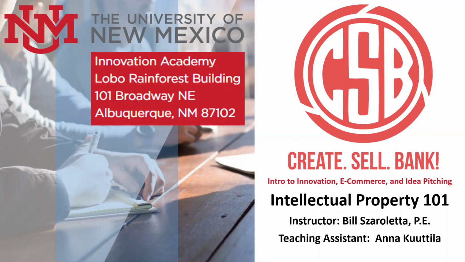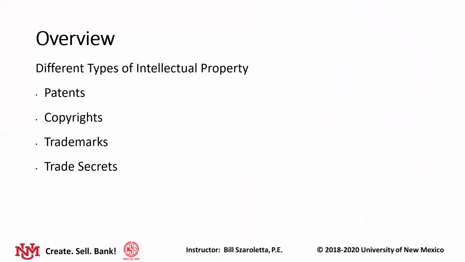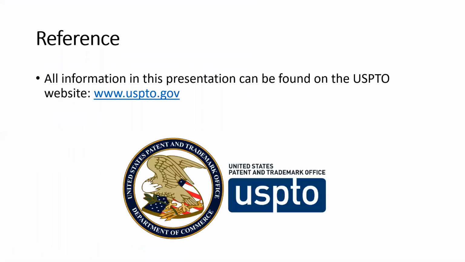And I'm here today to talk to you about intellectual property and to give you a one-on-one overview of the different types. So again, as I mentioned, what we'll be going over today is the 4 different types of intellectual property. This includes patents, copyrights, trademarks, and trade secrets. And I'll be going through each one in a little bit of detail.